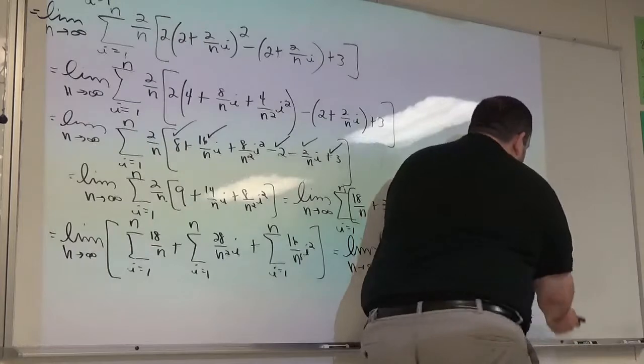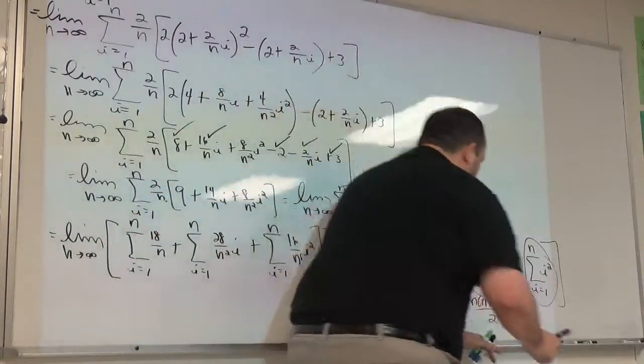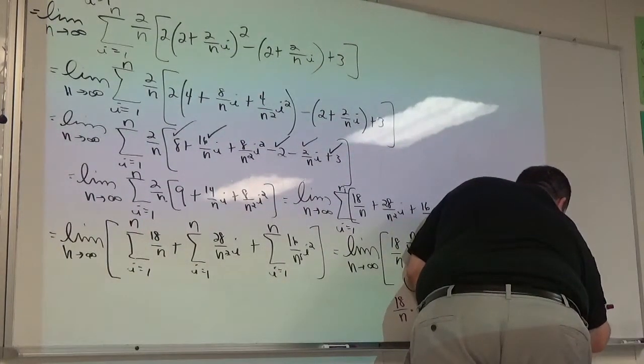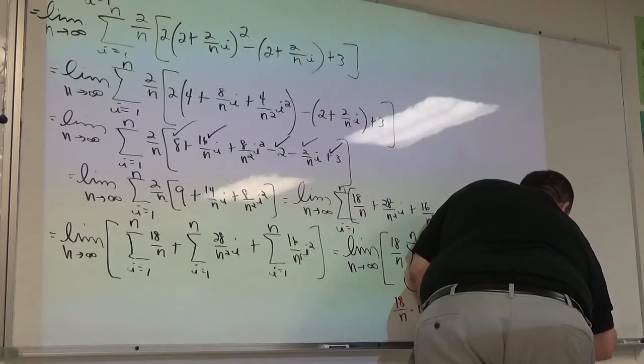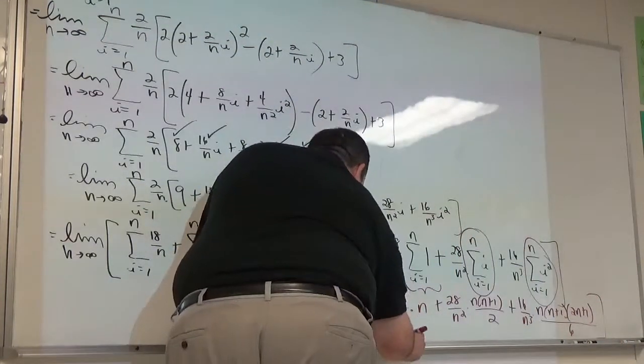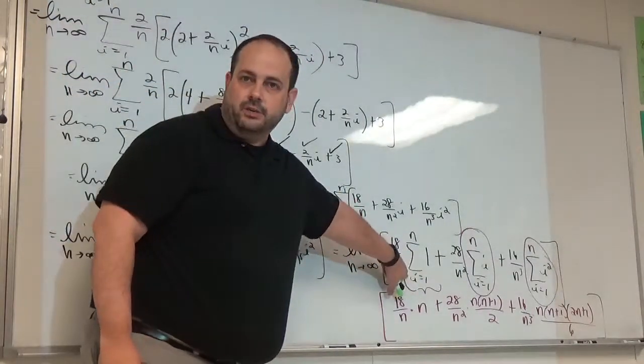There's also a formula for summing the squares. And that's n times n plus 1 times 2n plus 1, all over 6. Look at that. That guy there no longer requires sigma notation.